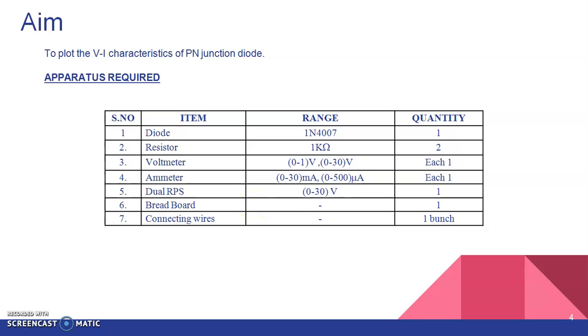When we connect this apparatus, we are using a breadboard. On this breadboard, we place a diode, and we have to make the circuit using connecting wires. So these are the items required to determine the VI characteristics of PN junction diode.